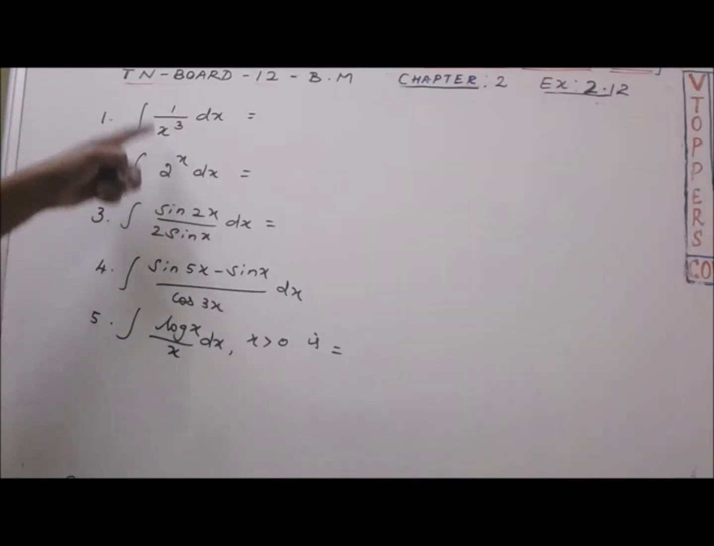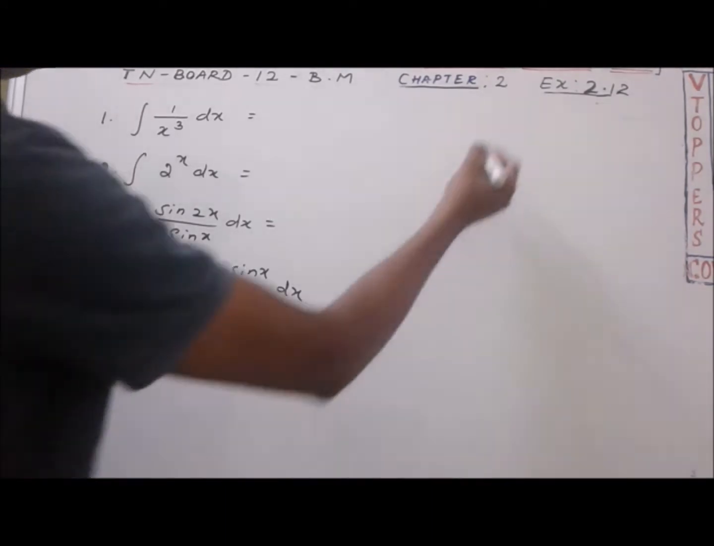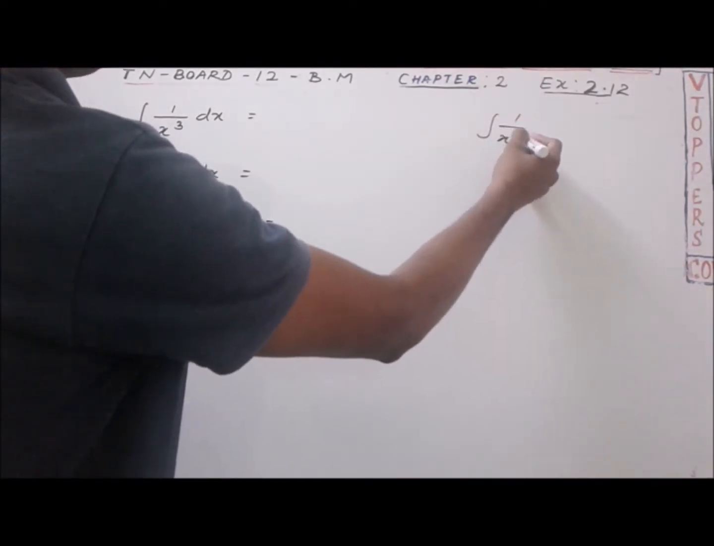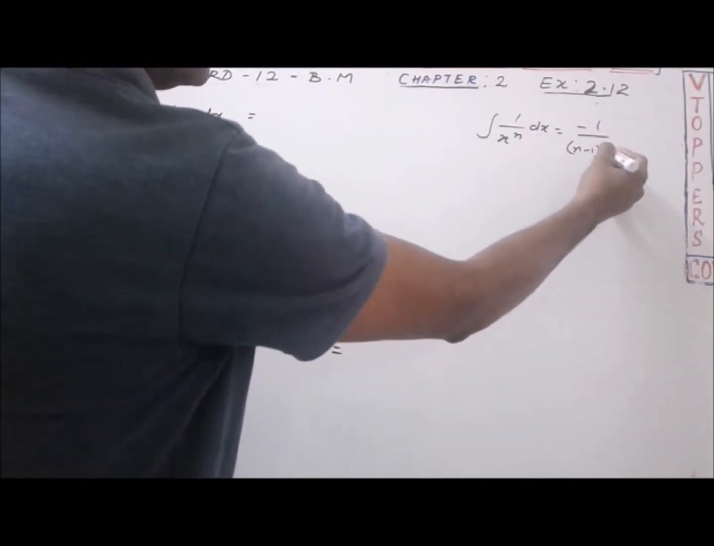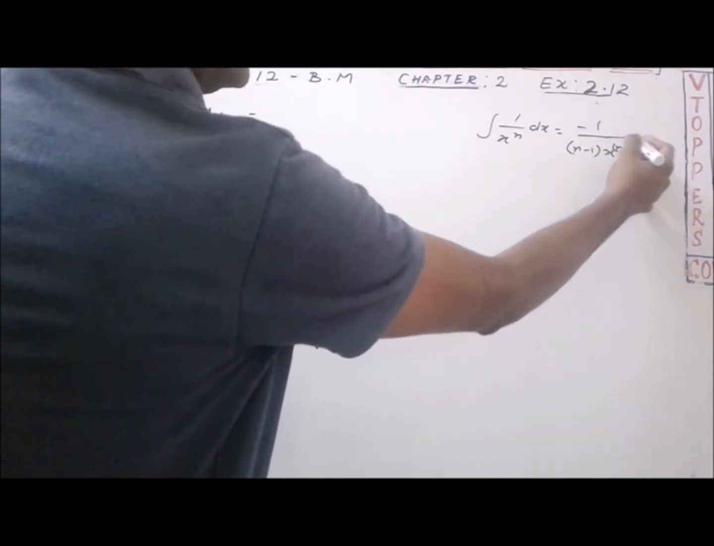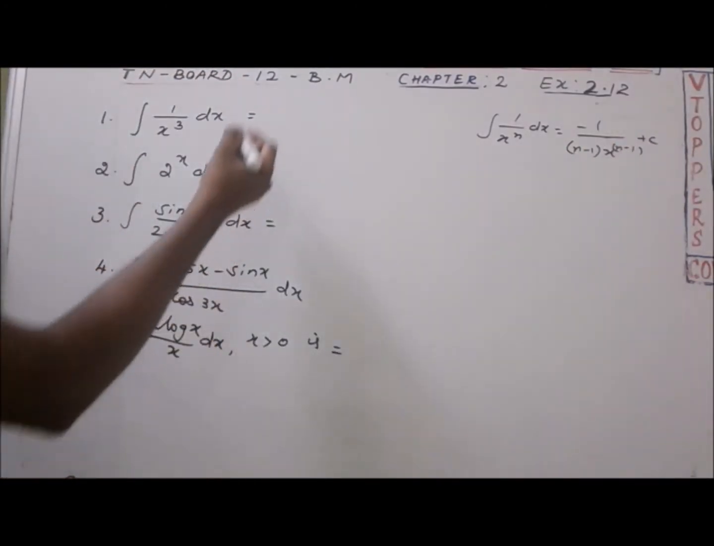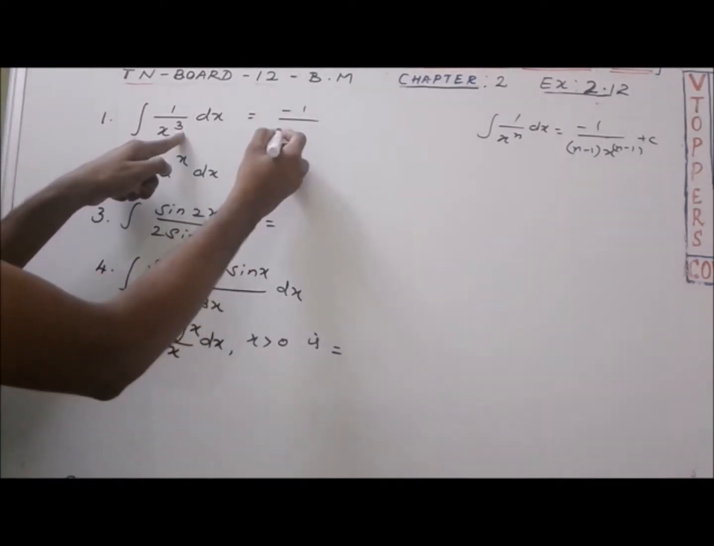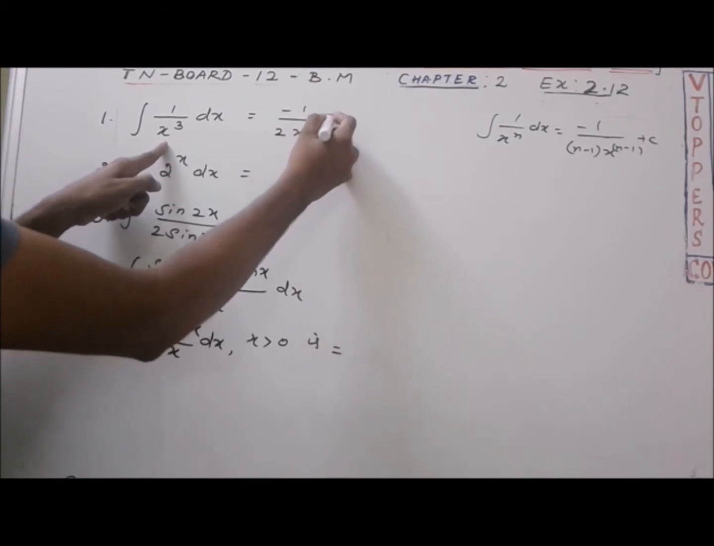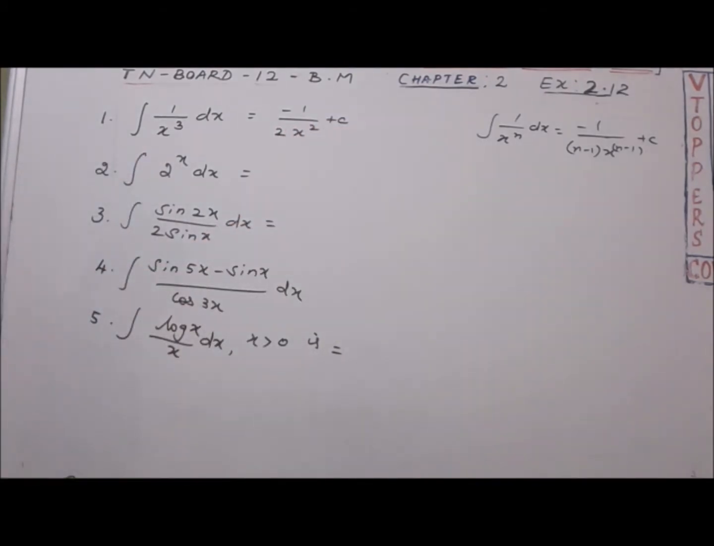This is in the form of integral 1 by x power n dx, which is equal to minus 1 by n minus 1 x to the power n minus 1 plus c. By use of this formula, with n equal to 3, it is equal to minus 1 by 2 x power 2 plus c, minus 1 by 2x square plus c. The option is B.